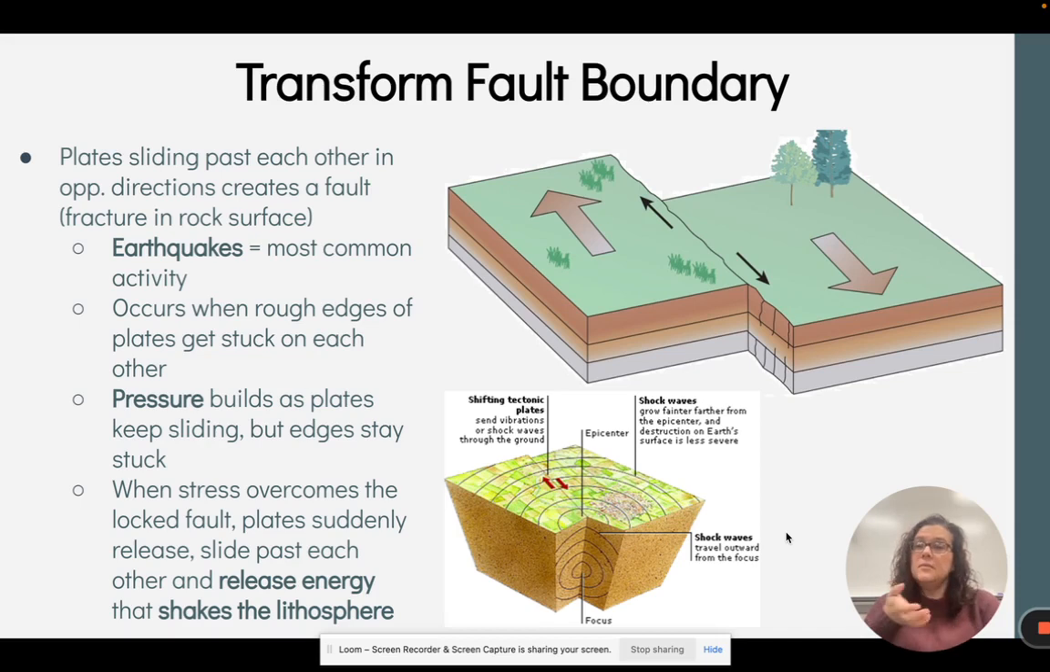All right. We also have transform fault boundaries. Now, like I mentioned, this is what we typically think of when we think of tectonic plates, because this is what we learn about because of earthquakes. Think of it like sliding two pieces of sandpaper against each other. They're rough surfaces, right? Those rough surfaces are going to get stuck on each other. As they get stuck on each other, pressure is going to build. Eventually, it's going to release, right? There's going to be enough pressure built up that those edges come unstuck. When that happens, you've got a large release of energy. It shakes the lithosphere. We have earthquakes.